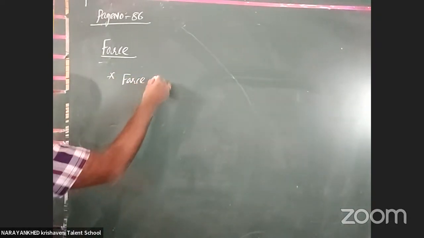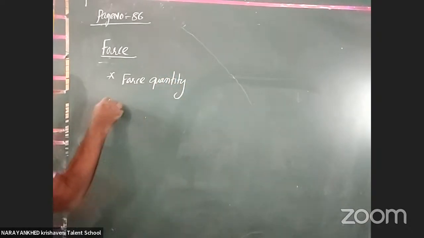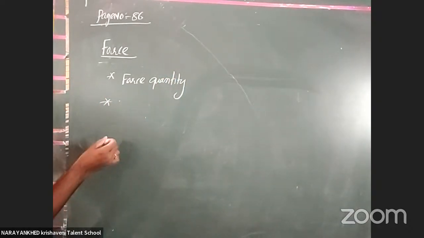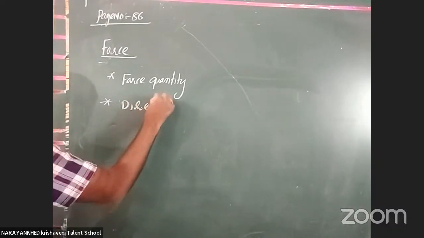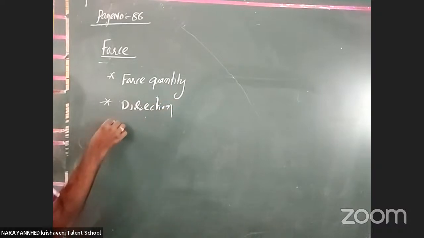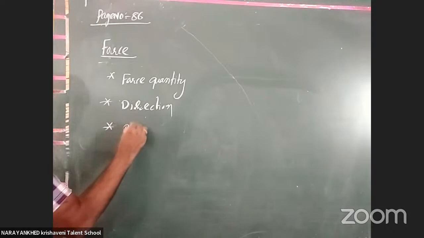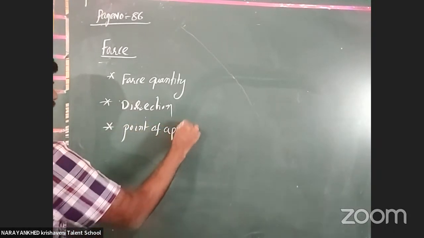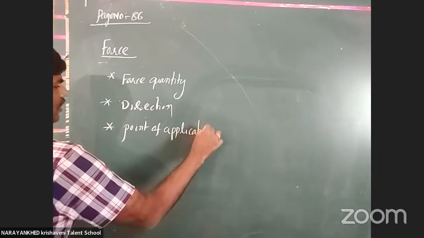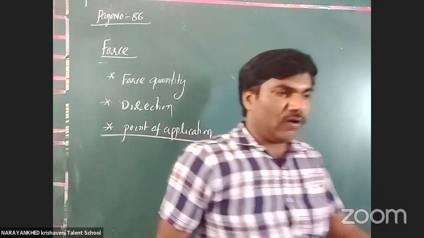Force quantity is how much you applied, and as well as the next one, we consider the direction where we applied the force, and as well as there is a point of application. Point of application. These three things are very, very important for us for analyzing the force applied on a particular body. Clear or not, all the students?